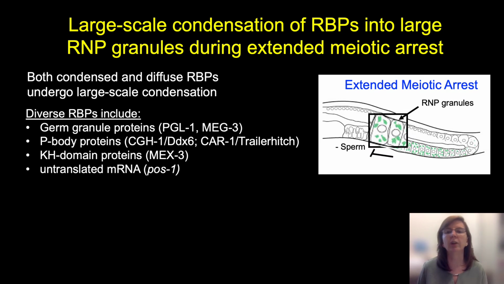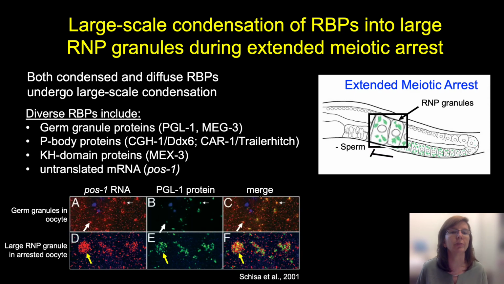Some of the diverse RNA-binding proteins include germ granule proteins, P-body proteins, including two of the ones I showed you that undergo condensation in mouse oogenesis, DDX6 and Trailer Hitch, KH domain proteins, and untranslated messenger RNAs. And I'll show you what some of these look like in this micrograph on the bottom left.